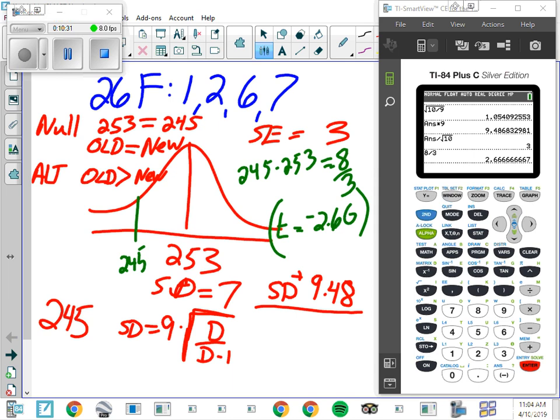Okay. So I take this negative 2.66 and I'm just going to pretend it's positive. I go to the t-table. How many degrees of freedom am I looking at? I have 10 draws, so my degrees of freedom would be 9. And then I look for 2.66. Where does that land?